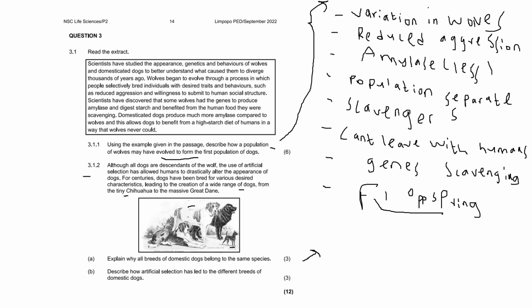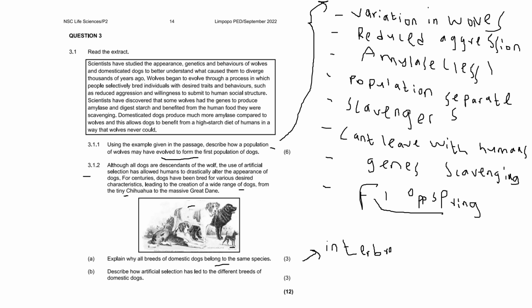So explain why all breeds of domestic dogs belong to the same species. So they're asking us to explain why all breeds belong to the same species. Remember how we define species. For them to be the same species, they must be able to interbreed. If you bring any type of dog, they will always interbreed. Doesn't matter whether it's a police dog or a Chihuahua, dogs will always interbreed.